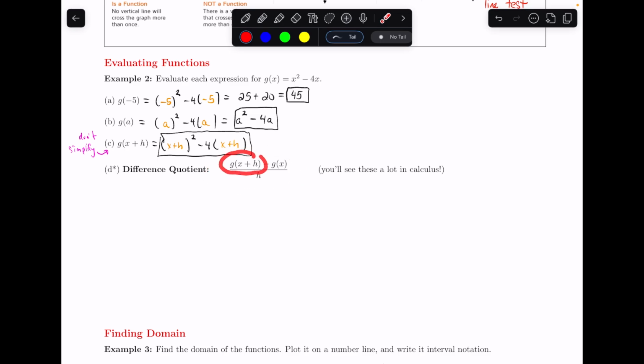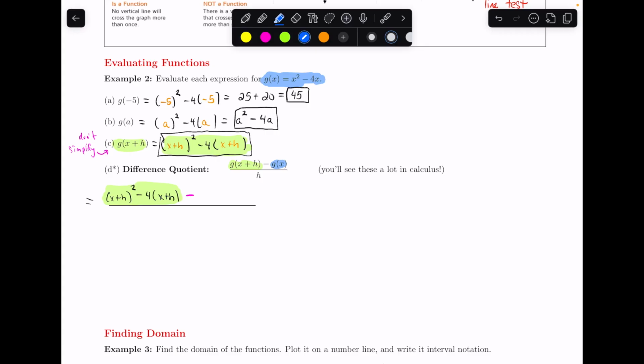On the numerator, I see this g of x plus h, but we just worked that out. G of x plus h is this thing. So this first part of the numerator, let's go ahead and write that out. The first part of the numerator is that x plus h getting squared minus 4 times x plus h. So that's that g of x plus h. And then I got this minus sign, and I got to subtract g of x. So, well, what's g of x? That was given at the start of the problem. G of x is x squared minus 4x. So I got to take that and write it here instead of writing g of x.